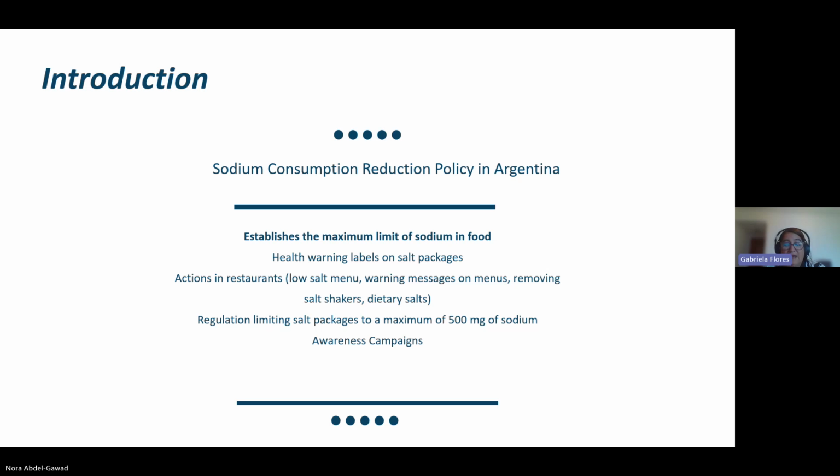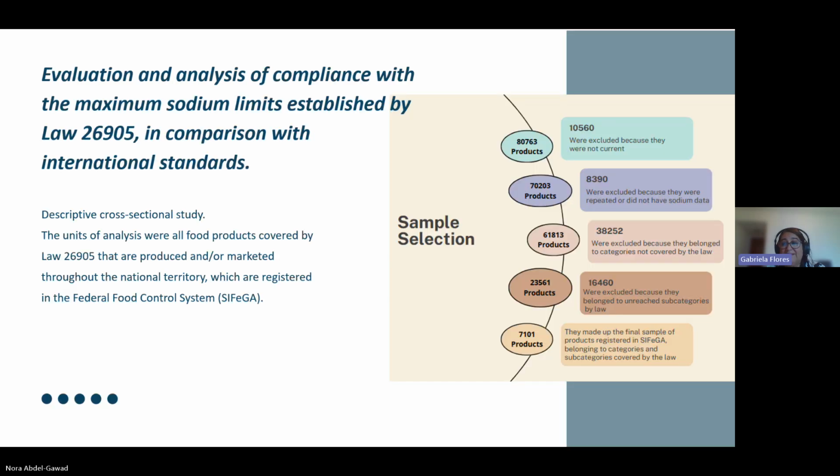The Law 26.905 was enacted in 2013 and had 5 main standards. It establishes mandatory sodium maximum limits for certain food groups, requires warning labels about the risks of salt consumption on salt packaging, implements actions in restaurants such as removing salt shakers from tables, offering low-sodium menus, and providing dietary salt, limits the size of individual salt packages, and promotes awareness campaigns. The next, please.